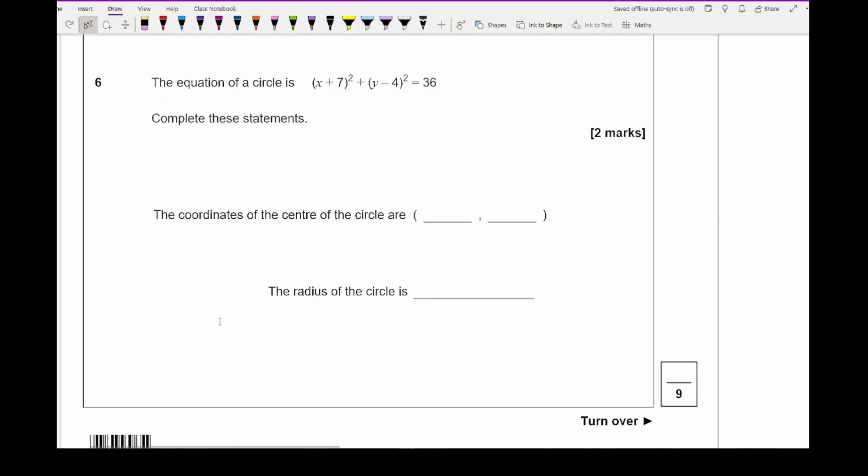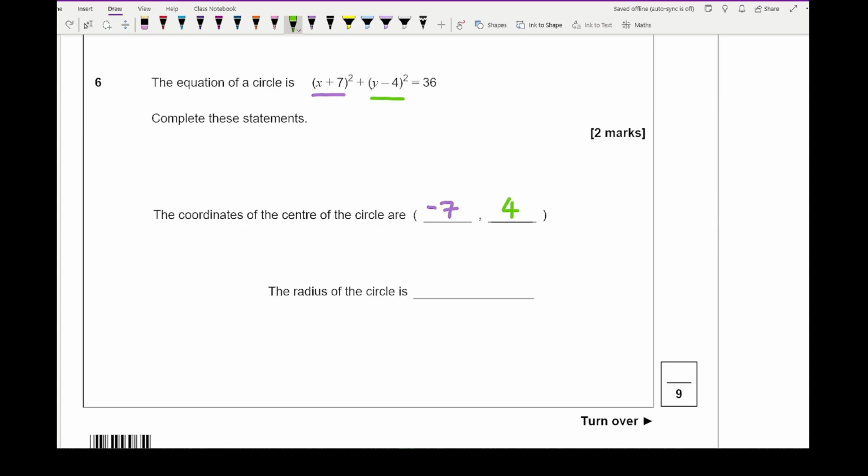Moving on to question 6, it says the equation of a circle is (x plus 7) squared plus (y minus 4) squared equals 36. Complete these statements. The coordinates of the centre of the circle are... Now to work out the x coordinate, what I need to do is find the value of x that makes this bracket here equal to 0. So x needs to be minus 7. Then to find the y coordinate, I'm looking for the value of y that makes that bracket equal to 0. That's going to be positive 4.